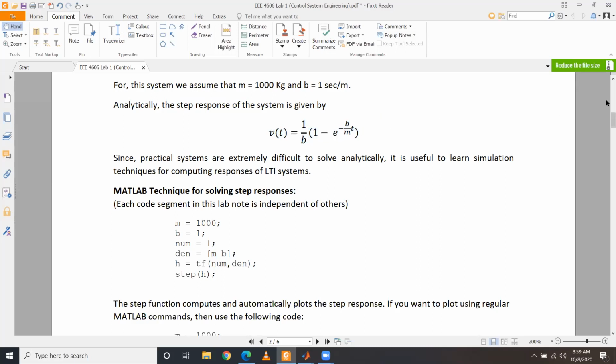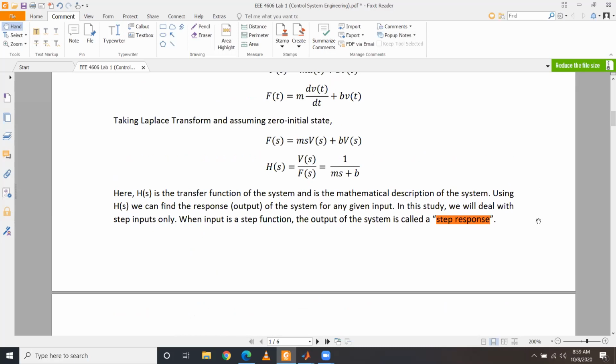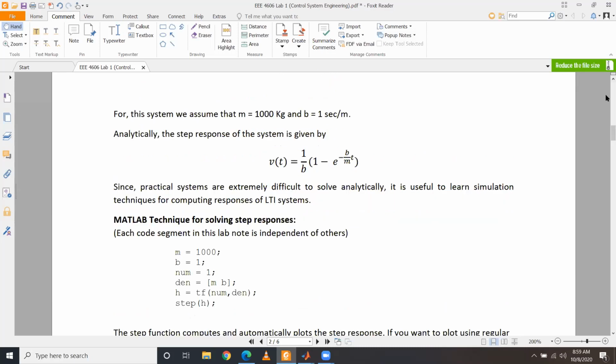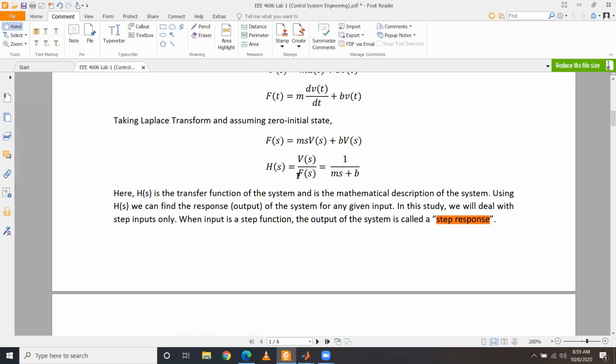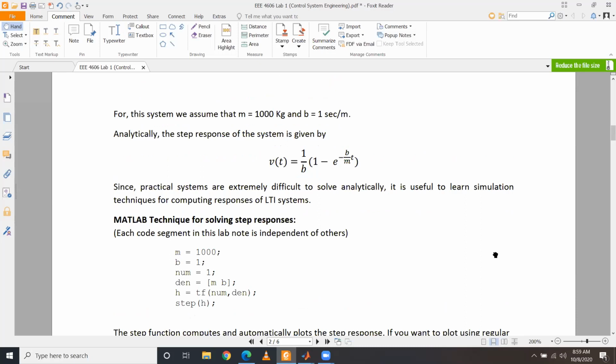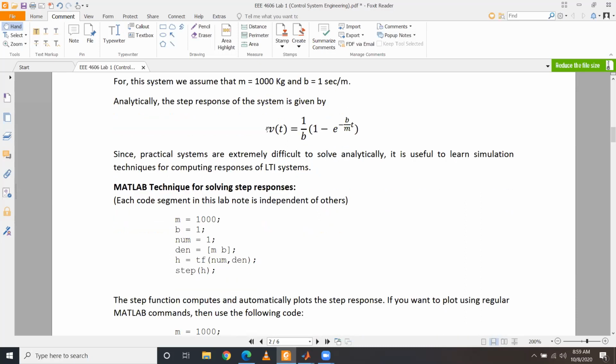So for this lab, it's not very important to know how to derive it, but you should know how to derive it. It's pretty easy, just by using the inverse Laplace transform, taking F as a step. How is step represented in the Laplace domain? 1/S, right? Yes, sir. So using that and doing all those mathematical operations, you should get the analytical solution: velocity, when the input is a step function.